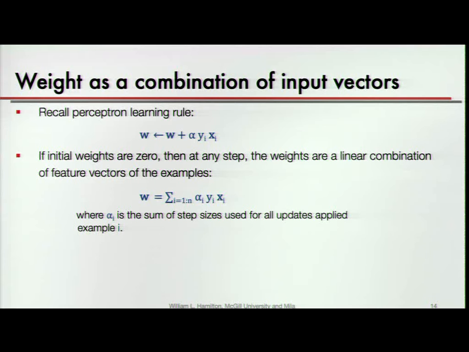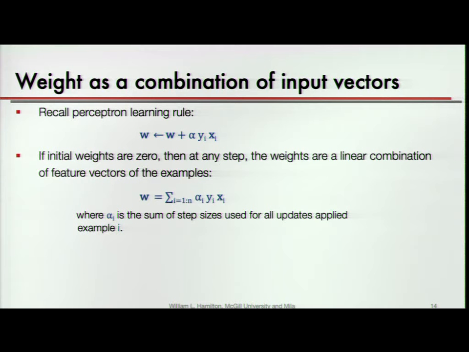So recall that our learning rule is this very simple rule. We're just saying we're going to update our weights. They're going to be our old weights plus or minus, depending on what the target is, the feature vector times the learning rate. And what this means is that if our initial weight started as 0, then at any step during the perceptron learning algorithm, our weights are going to be a linear combination of our input data points. Again, all we're doing to learn our weights is just adding and subtracting some constant times the input features for some data points.